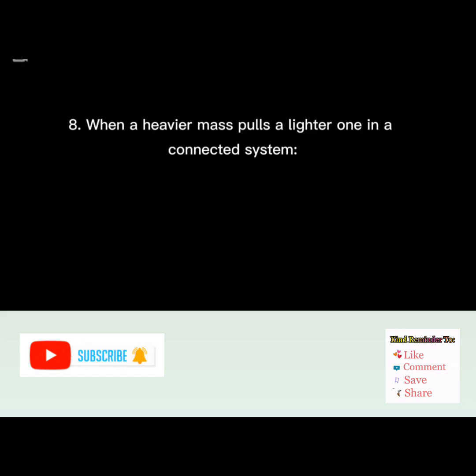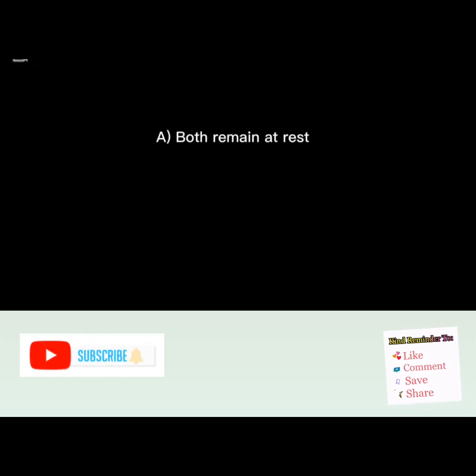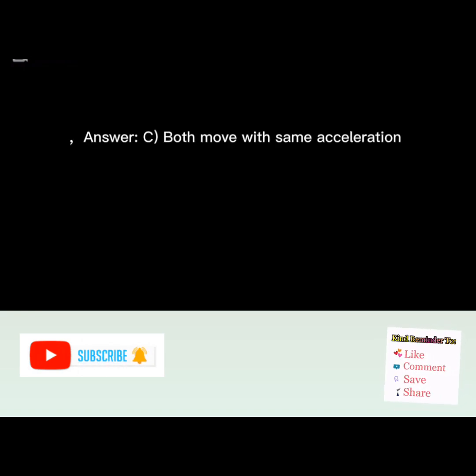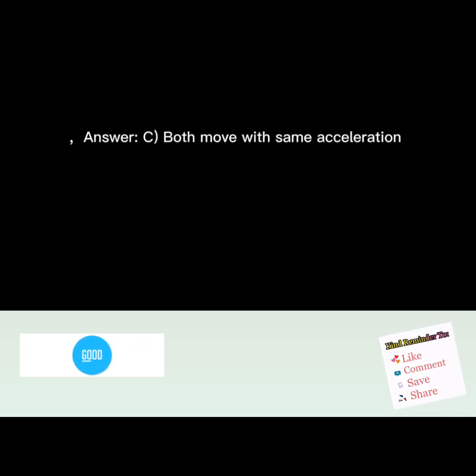8. When a heavier mass pulls a lighter one in a connected system: A. Both remain at rest. B. Lighter mass moves faster. C. Both move with same acceleration. D. Heavier mass stops. Answer: C. Both move with same acceleration.